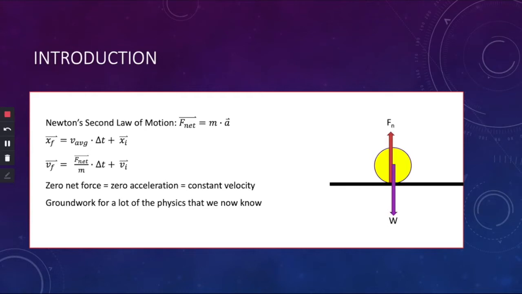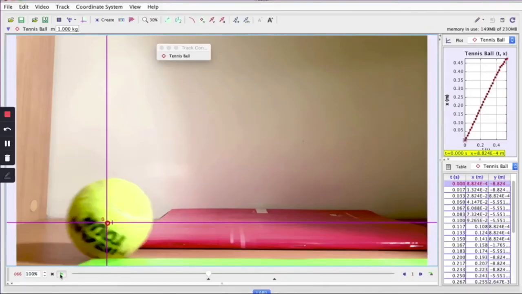The lab, if done correctly, should prove Newton's laws of motion, which, as we all know, is crucial in the way we understand motion and the groundwork for a lot of the physics that we know now. Here's a video of a tennis ball rolling in the positive x direction on Tracker. Right off the bat, you see the tennis ball on the table with the axis on it.